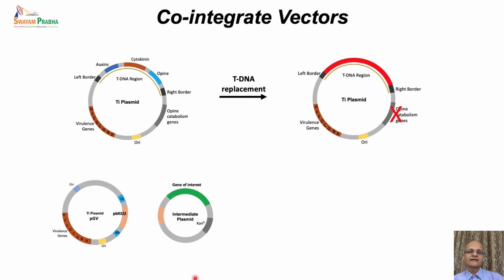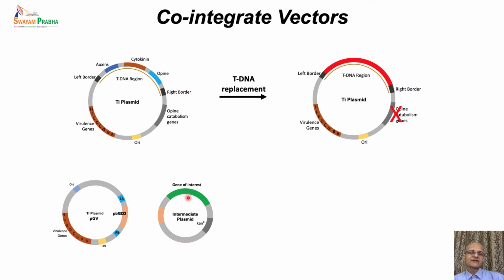These are small in size and they are easy to manipulate. However, these vectors are incapable of replication in Agrobacterium, and also they lack the conjugation function. So they are just the cloning vectors.